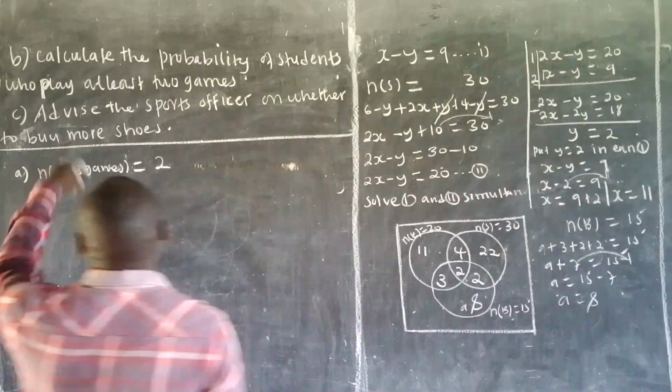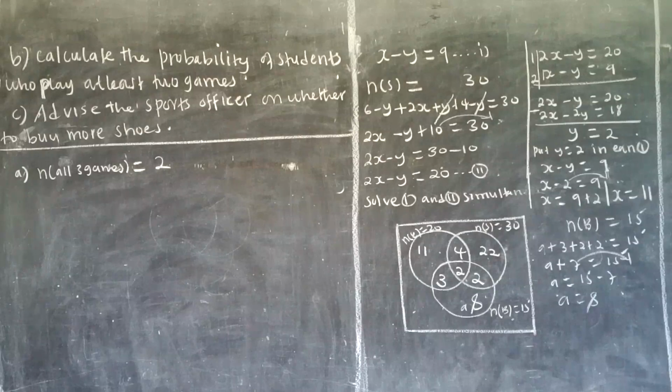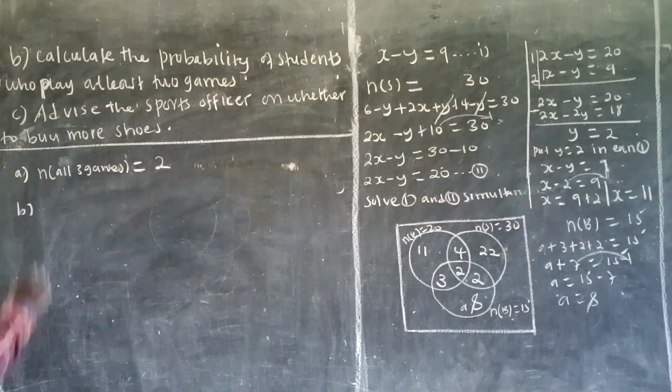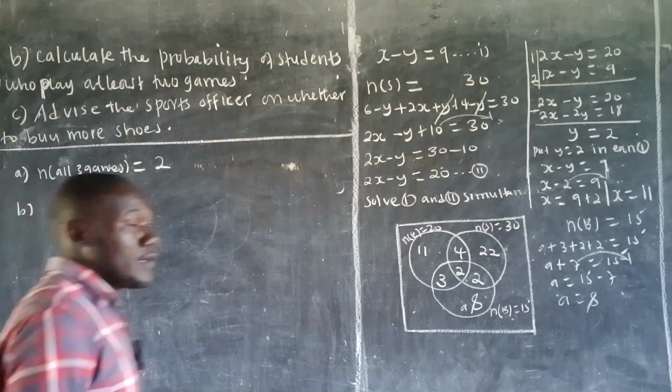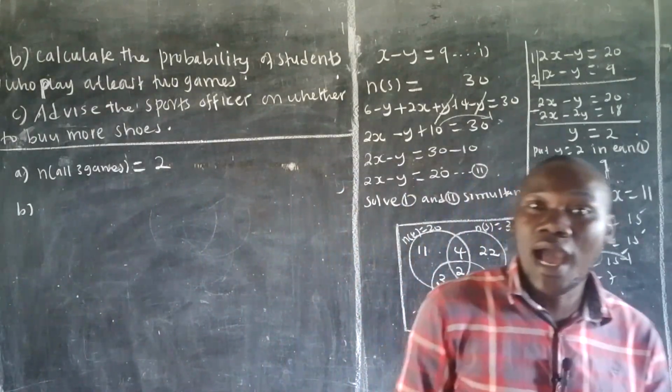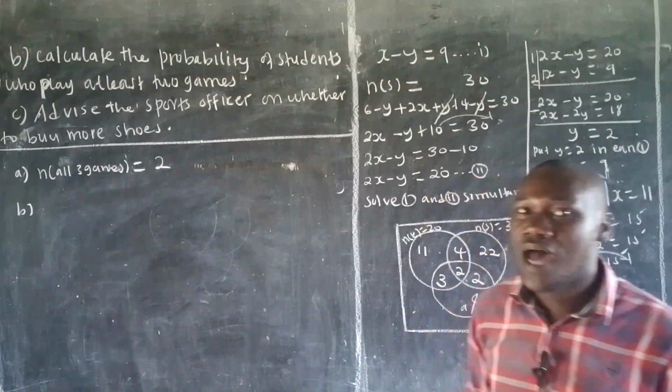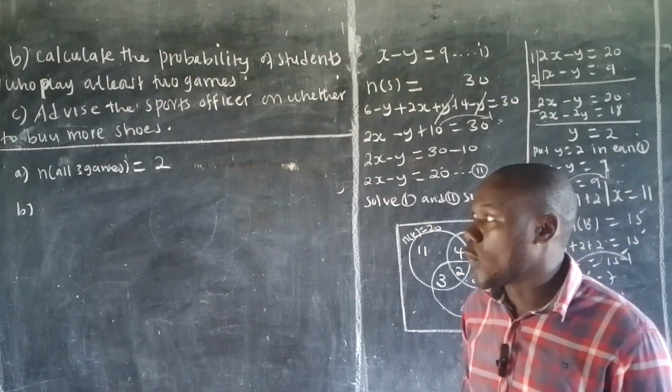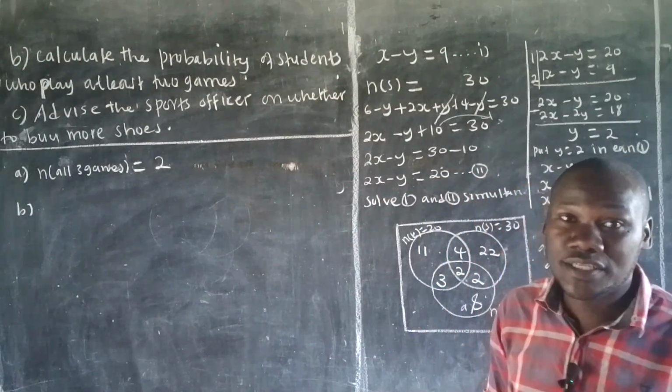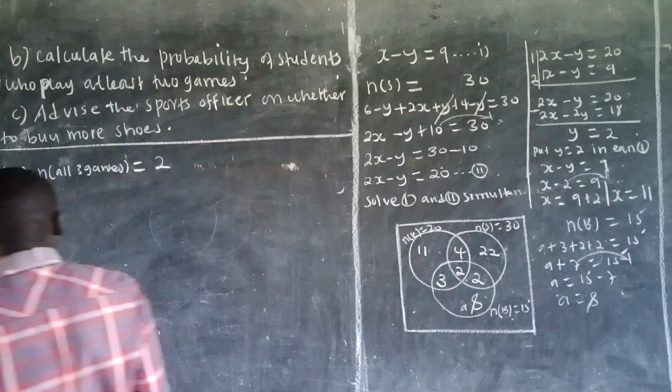Part B is here. They're saying, calculate the probability of students who play at least 2 games. Now, who play at least 2 games? You can go and watch in the playlist. We have a video which shows how we go about the probability, that was lesson 5. Probability is always a fraction. And probability also means chance.